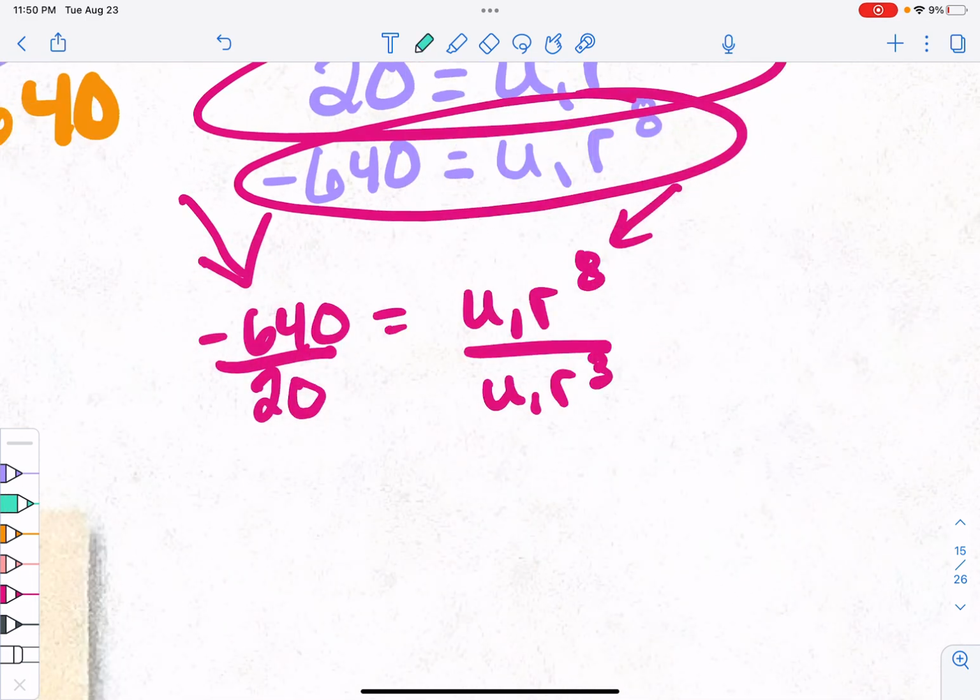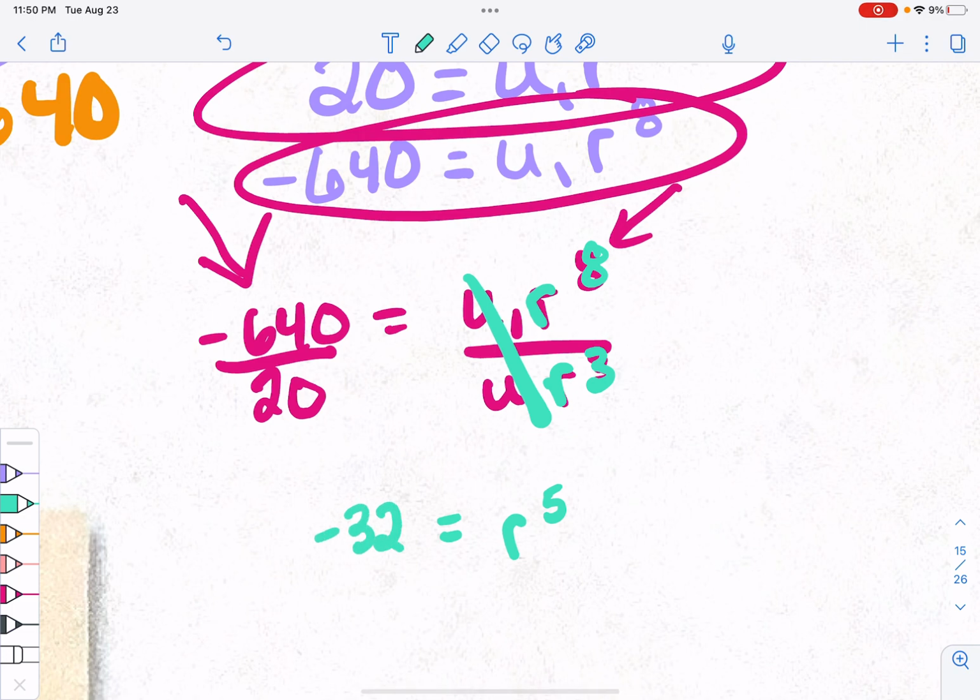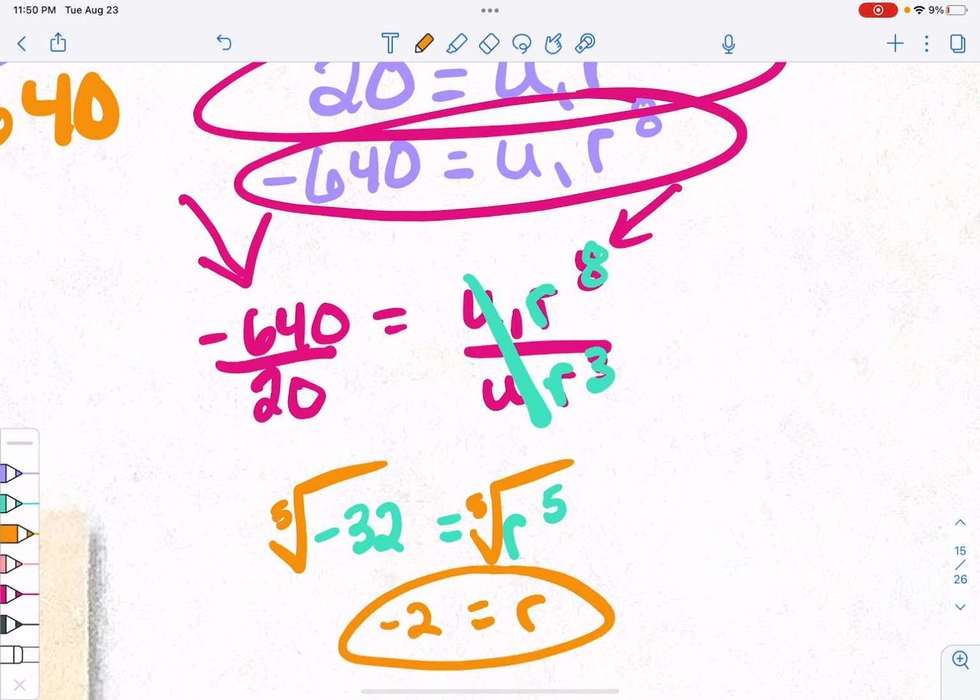All right, so here we have this stuff going on. My u sub 1s can cancel out, because those are the same top and bottom. And then r to the 8th power divided by r to the 3rd power is really r to the 5th power. You're just subtracting those. That's equal to negative 640 divided by 20, which is negative 32. Then to find r, I take the 5th root, and the 5th root of negative 32 is negative 2. So our r value is negative 2, so we're multiplying by negative 2 each time.